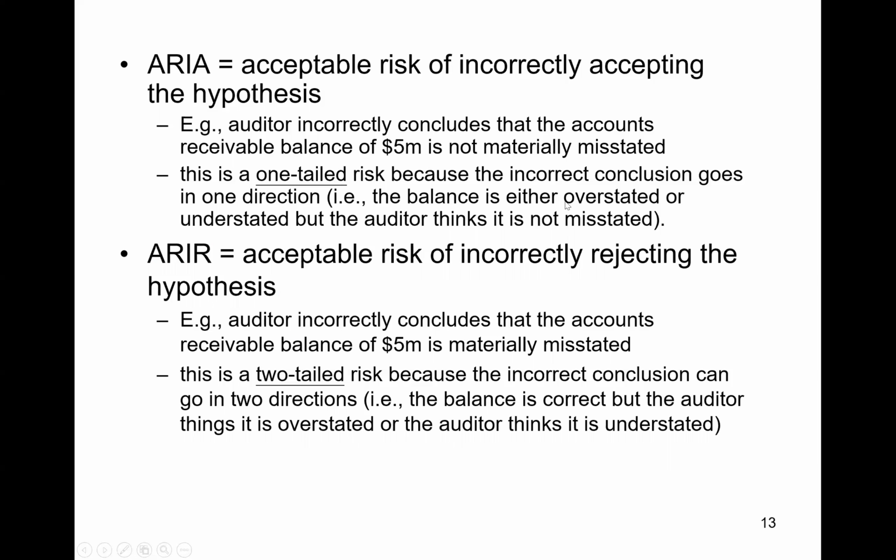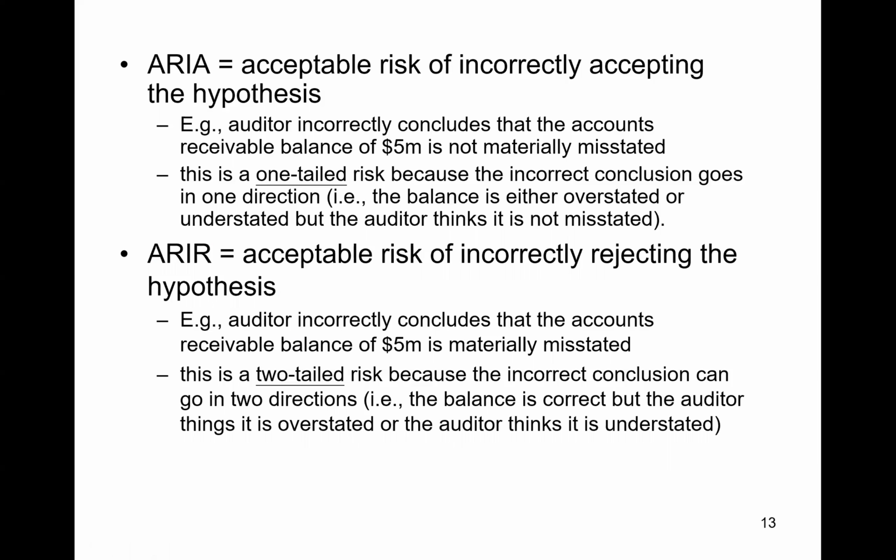Either the balance is overstated or it's understated. It can't be the case that the balance is both overstated and understated. So this is known as a one-tailed risk. So when the auditor makes the mistake of accepting what the client has recorded, even though there's a material misstatement, that's a one-tailed risk.